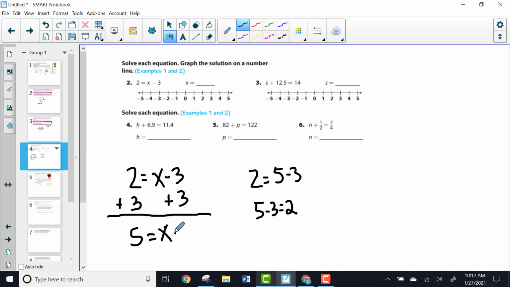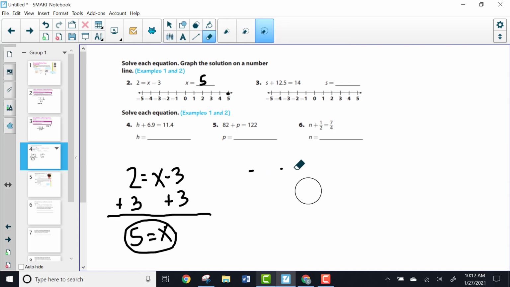Now remember, we got to graph this value, so x equals 5, and then what we do is we just take a look at our graph here on the number line. So we plot our number right on the number line just like that.